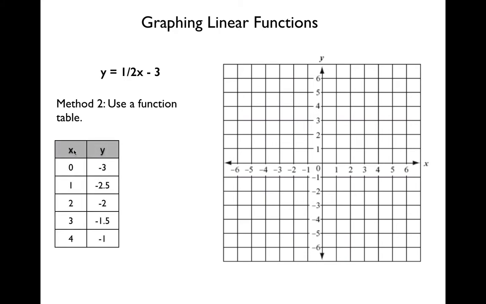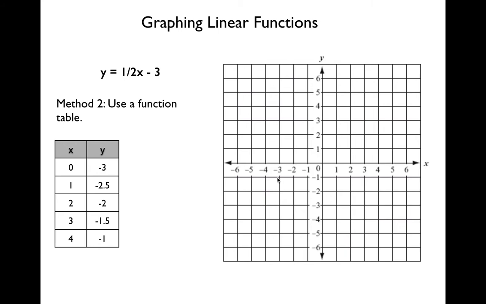We need to make a function table. So I made a function table here, and I just put in some values for x: 0, 1, 2, 3, and 4. I plugged those values into the function, and I got out negative 3, negative 2.5, negative 2, and so on. Now, I could use these values, but graphing them is going to be imprecise. So we could find the point (0, negative 3). Here's (0, negative 3). But where exactly is the point (1, negative 2.5)? Let's see, (1, negative 2.5). It would be approximately here, but we would prefer points that are more identifiable.